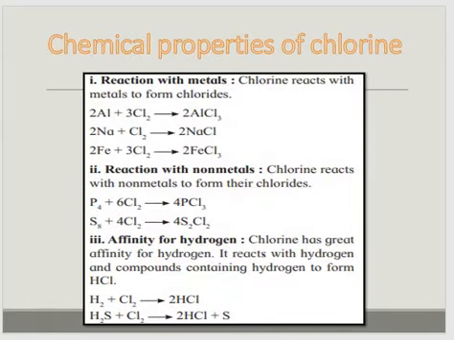Now, chemical properties of chlorine. Chlorine reacts with metals to give chlorides, like aluminium will react with chlorine to give you AlCl3. Iron will react with chlorine gas to give ferric chloride. It will also react with nonmetals like phosphorus and sulfur to give phosphorus trichloride and S2Cl2 respectively. It has great affinity for hydrogen to give you hydrogen halides, or hydrogen chloride, I would say. Hydrogen will combine with chlorine gas to give you HCl. Hydrogen sulfide will also combine with chlorine gas to give you HCl and sulfur.